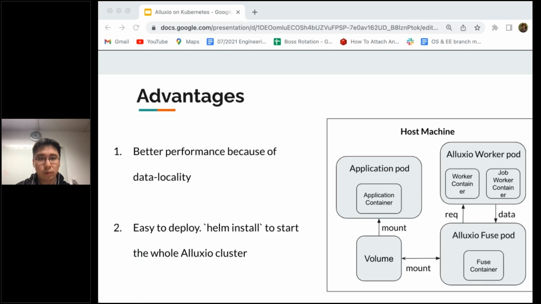This traditional way of deploying has some benefits. First, the performance is better because of the data locality. Data is stored in Alluxio worker, which is on the same machine as the Fuse pod and application, so there won't be too much network traffic. Second, it is easy to deploy. By using Helm chart, one command can start them all: master, worker, Fuse.